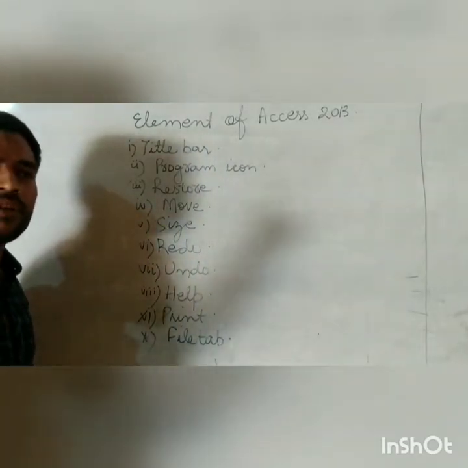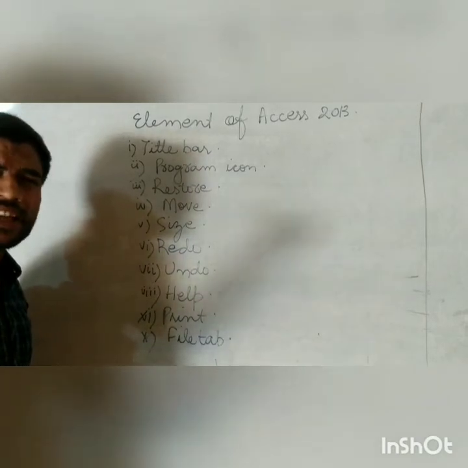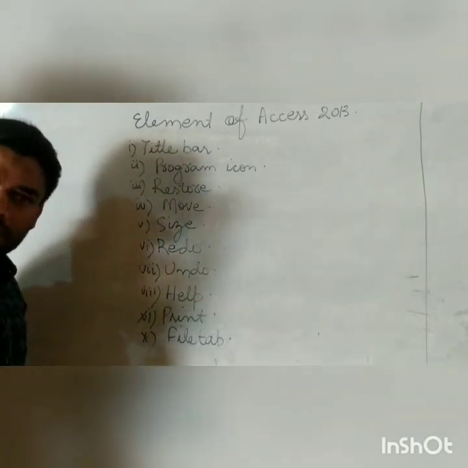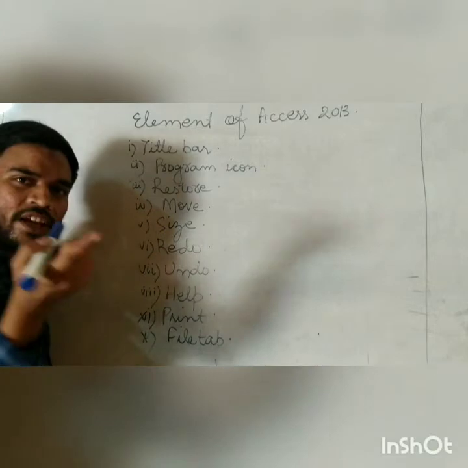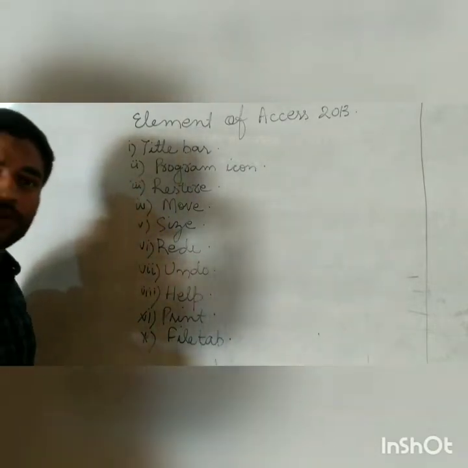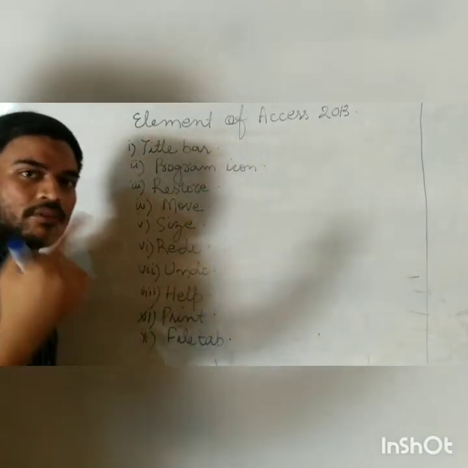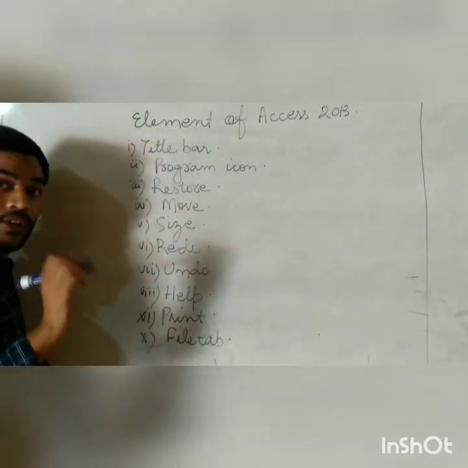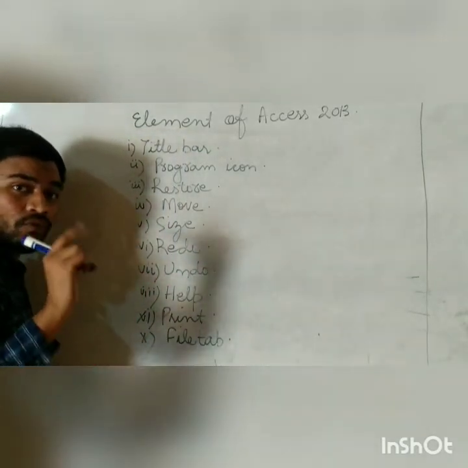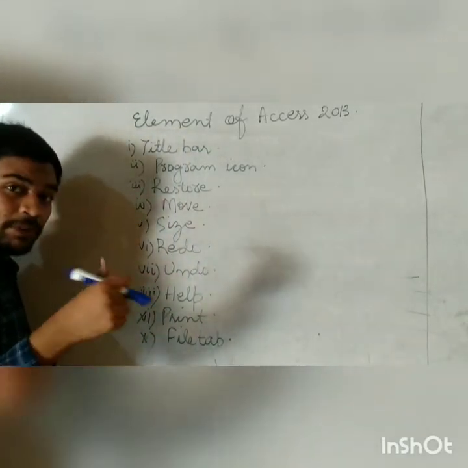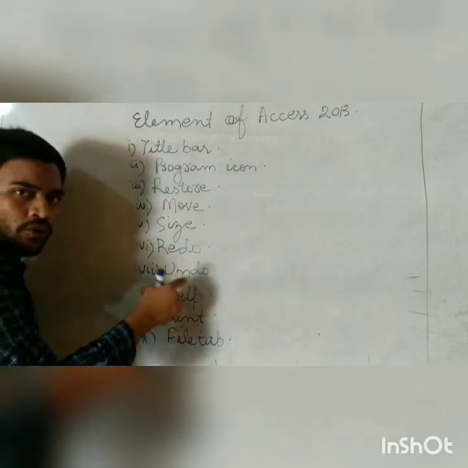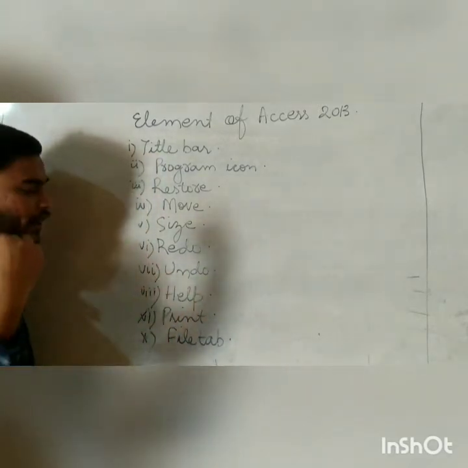Redo. Redo means, class, it gives you the forward step. If you commit a mistake and you realize that the previous step was right, you can redo and find the forward step. Undo. If you commit any mistake and you want the previous step, you can undo, so you can find the backward step.